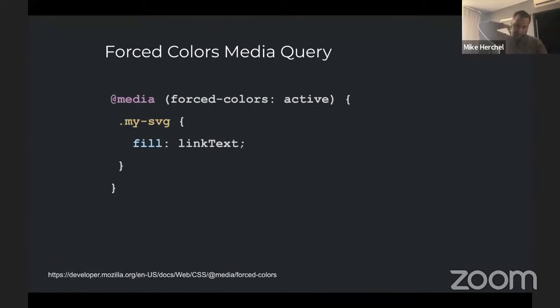So let's look at these tools in depth. The forced colors media query works almost exactly like you think it should. The syntax is forced-colors: active. So you see @media (forced-colors: active). This will become active when forced colors is turned on, and at that point you can change things like your fill in your SVG, as you can see what I'm doing right here.